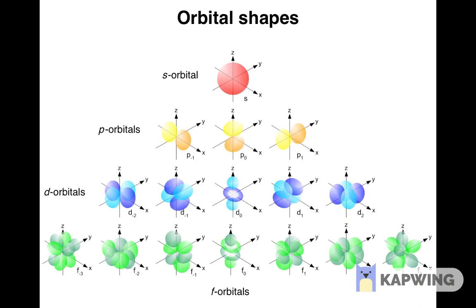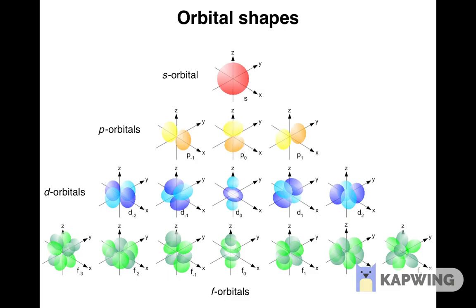A group of orbitals of the same type, S, P, D, or F, and of the same size is called a subshell. An S subshell only contains a single S orbital. A P subshell contains three P orbitals that are oriented perpendicularly to one another. A D subshell contains 5 D orbitals, and an F subshell contains 7 F orbitals.